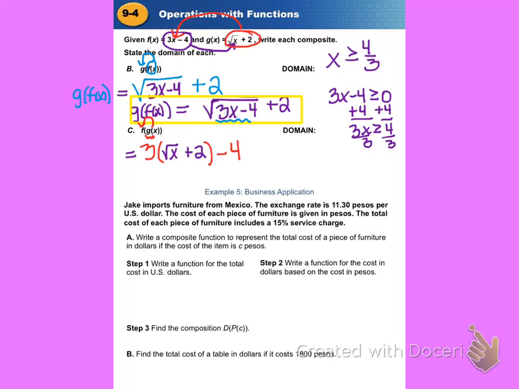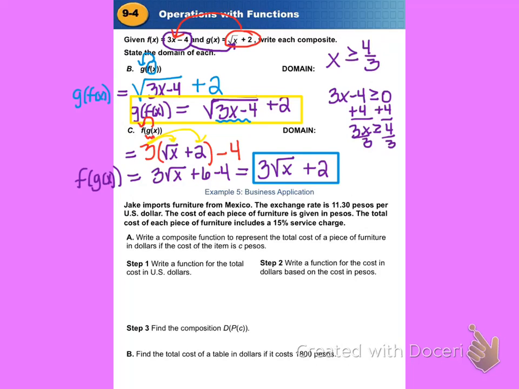Now, with this particular function, we can simplify just a little bit. We could distribute that 3 through, so I could just go ahead and distribute that 3 to the square root of x and the 3 to the 2, and that would make 3 times the square root of x plus 6, and then minus 4, and then I could put my like terms together. So 3 times the square root of x plus 2 would be my final composite function. So notice those are different. They're not the same function.